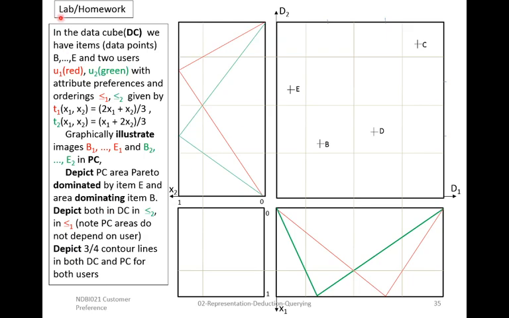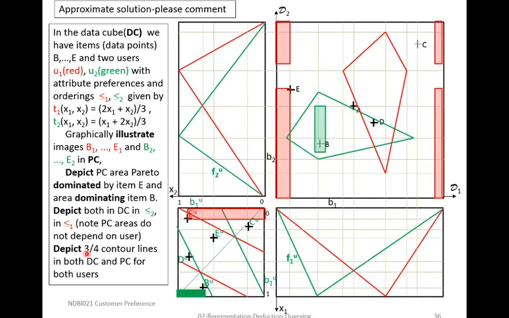Well, so this was the first lab, and it was an example of a task where you were asked to illustrate these images of points, and depict the preference cube area dominated by item E and dominating item E. So this is an English grammar difference, so you have to be careful. And depict both in the data cube these areas and depict the 3/4 contour line. So this was the task formulation, and here is the solution.